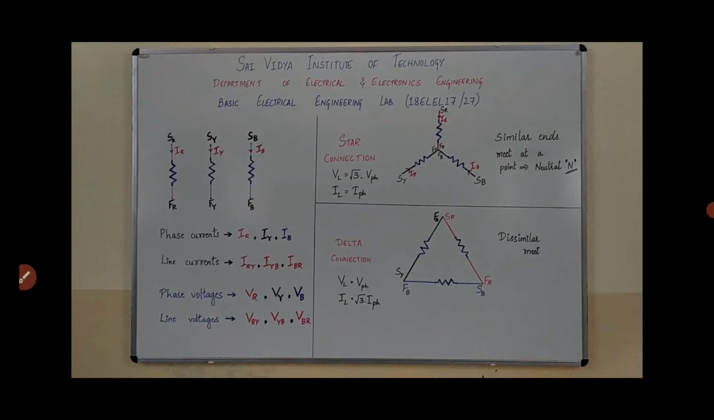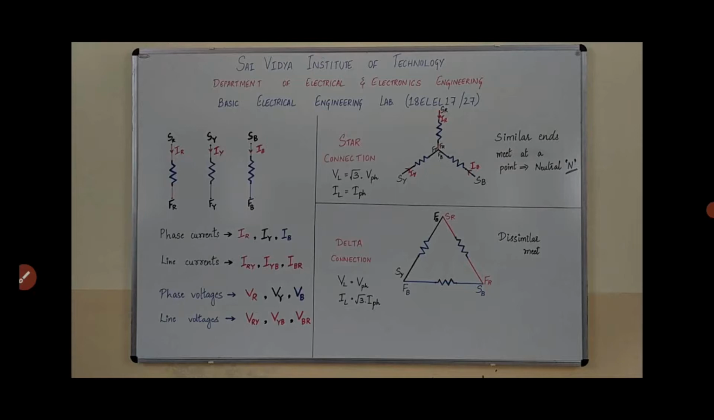Today we are going to perform practical number 6. Connect balance star load connection to get the required voltage and current. In a three-phase balance system, the three voltages are equal in magnitude and frequency, but they are displayed 120 degrees angle apart.